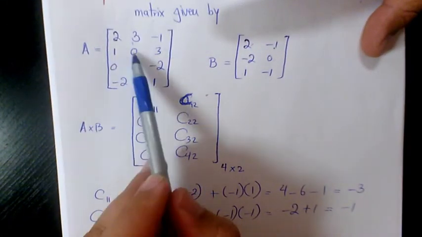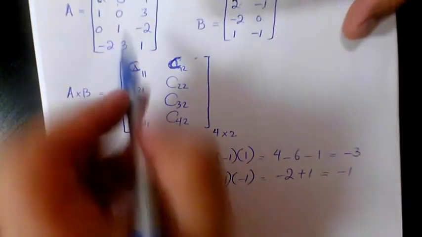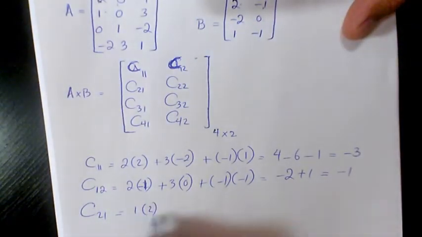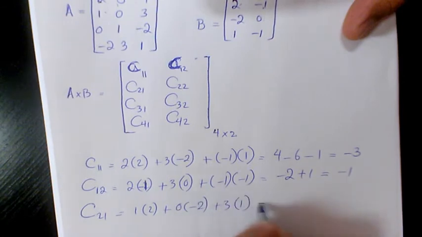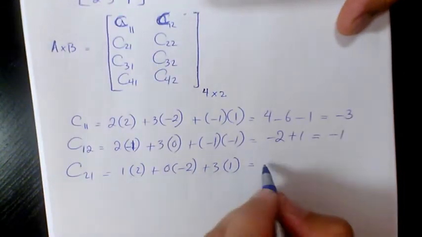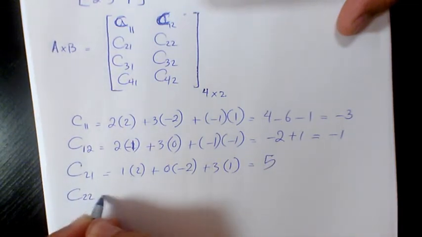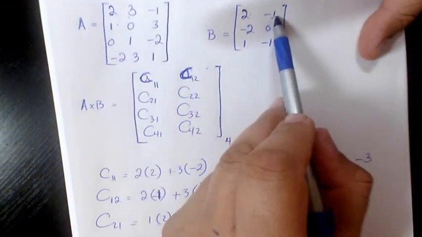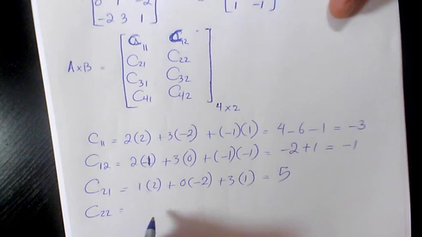Second row, 1, 0, 3, and here we have 2, -2, 1. So 1 times 2 plus 0 times -2 plus 3 times 1. That's going to be 2 plus 3, 5. Next one is C22. 1 times -1, 0 times 0, 3 times -1. So it's going to be -1 minus 3, which is -4.